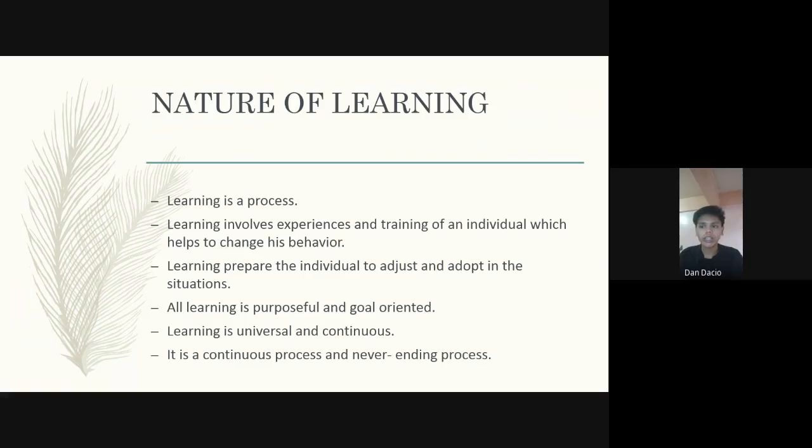Learning is universal and continuous. It is a continuous and never ending process. As we become more professional, learning never stops. Even though we finish studying in college, we finish our course already, the learning as a professor or as a professional doesn't stop, because learning could grow or could develop. The information that we already know could vary, could change in the future. That's why learning is universal and continuous.